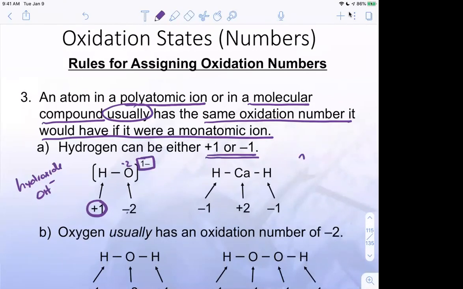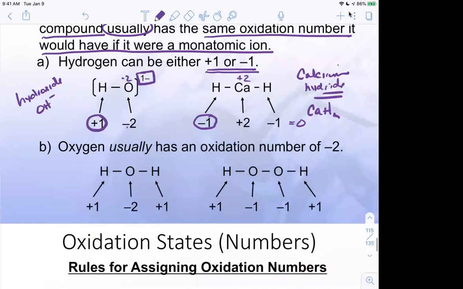This is calcium hydride, CaH2. Notice calcium always forms a +2. So in this case, hydrogen actually has to be -1. This is a neutral compound, so the sum of the oxidation states of the atoms that make up the compound has to equal 0. And if you add these up, I do in fact get 0.